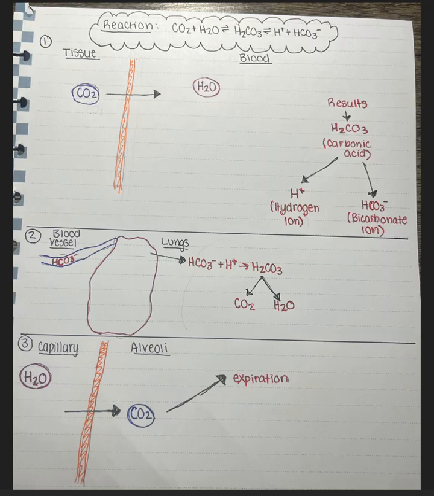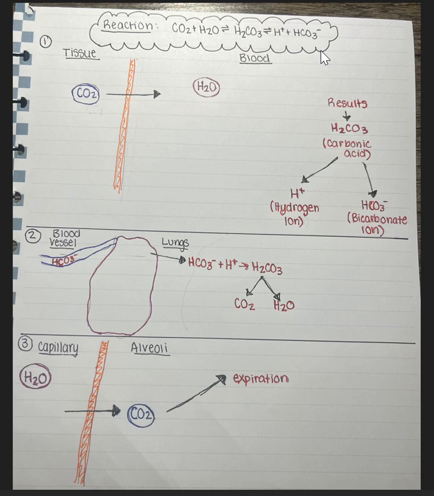Everyone, today I wanted to do my video discussion on how the respiratory system regulates blood pH levels. It's mainly done through this reaction that's shown at the very top of the screen right here. About 90% of carbon dioxide is transported throughout the body via the reaction of carbonic acid and bicarbonate ions.